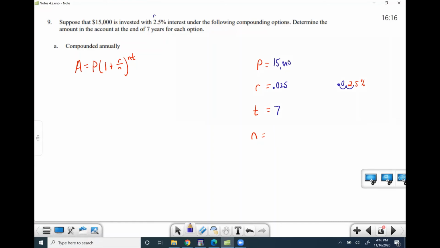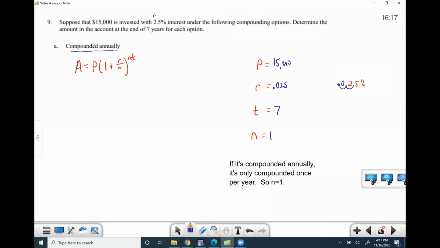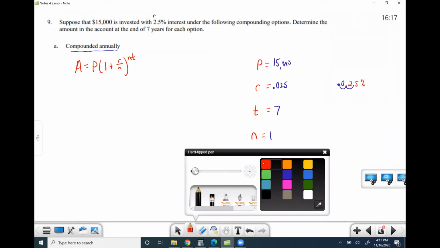Now, if it's compounded annually, then how many times is it compounded per year? It's a weird question, I know. 1. Yeah, 1. So if it's compounded annually, it's only compounded once per year. So n equals 1. Okay. So now it's just a matter of plugging in and using our calculators correctly. If you have a good calculator, it's helpful in this section.